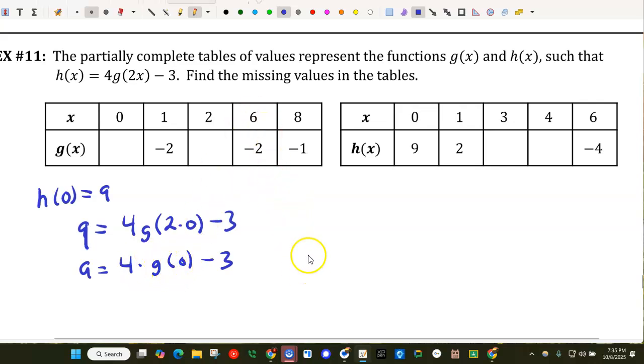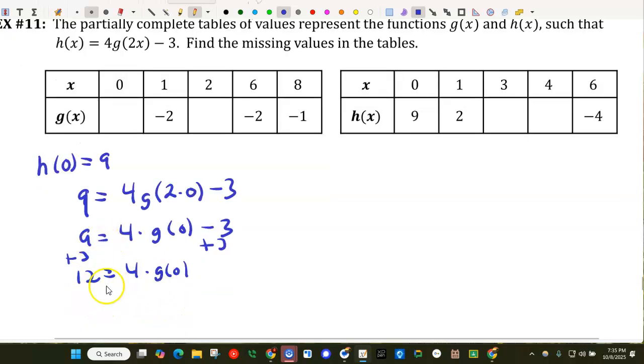So just like solving an equation, think about it like you're solving 4x minus 3, right? And do the same steps to get x by itself. We're just trying to get g of 0 by itself. So I'm going to add 3 to both sides, and I'll have 12 equals 4 times g of 0. And then, of course, divide both sides by 4. So 3 equals g of 0. So now I know that g of 0 equals 3.